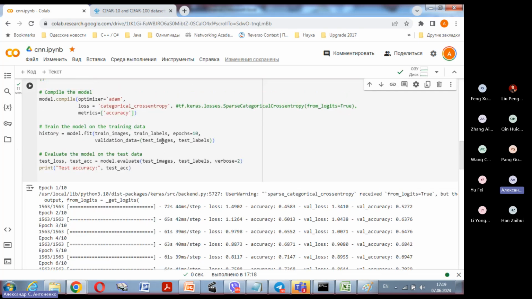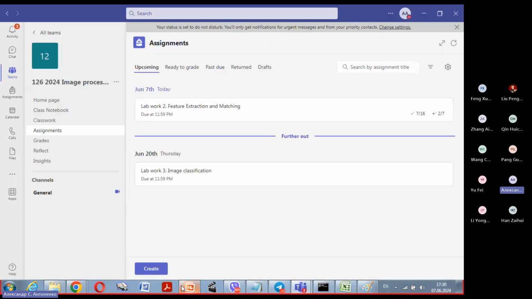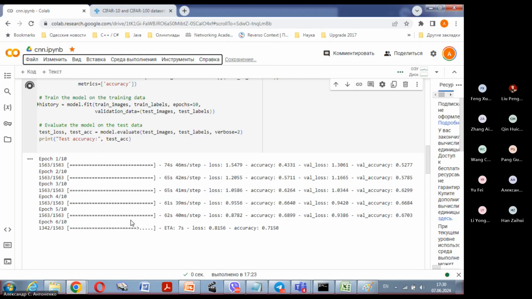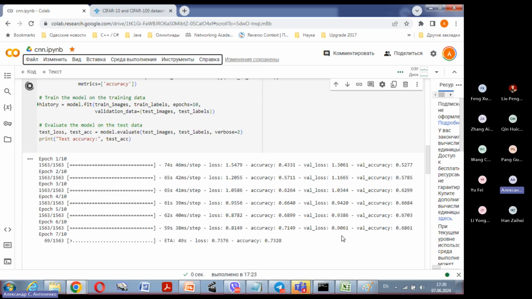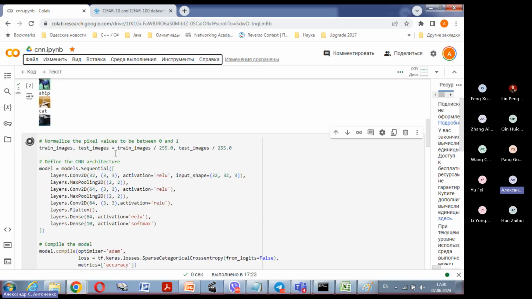Okay, so it seems it is over. Okay, and let's see. Our model is trained. Its accuracy is quite good, maybe approximately the same as the last one. Nothing changed. This is quite a simple and not very effective CNN architecture.